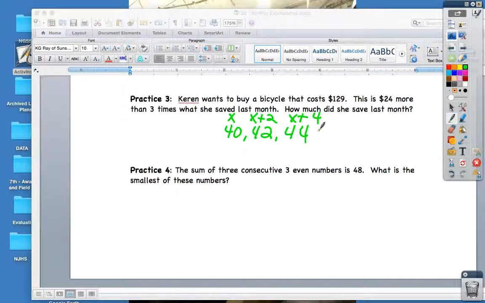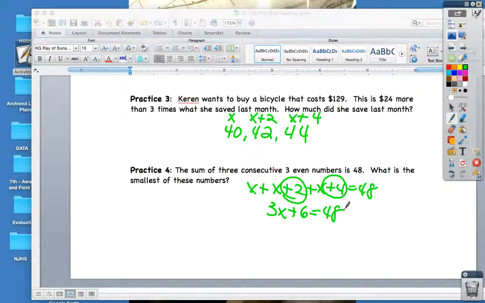You're going to solve it the same way. How many bags of M&Ms do we have? Who said 3? Okay, so we have 3 bags of M&Ms, and we have 2 plus 4, which is 6, equals 48. Thank you for that catch. Okay, we're going to subtract 6 from both sides. 3x equals 42. Divide by 3. X equals 14, right?